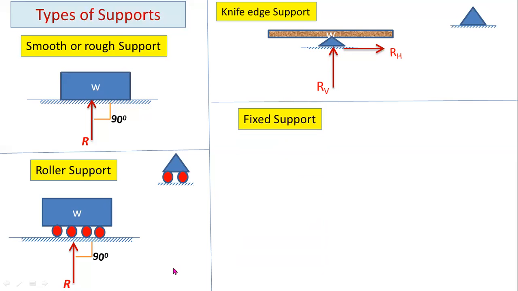Now coming to another type, that is a fixed or built-in support. Let's consider a horizontal beam. This is a fixed support. This figure shows the end A, or one end of the beam, fixed. Hence the support at one end is known as a fixed support. In case of fixed support, the reaction will be inclined. Also, the fixed support will provide a couple.